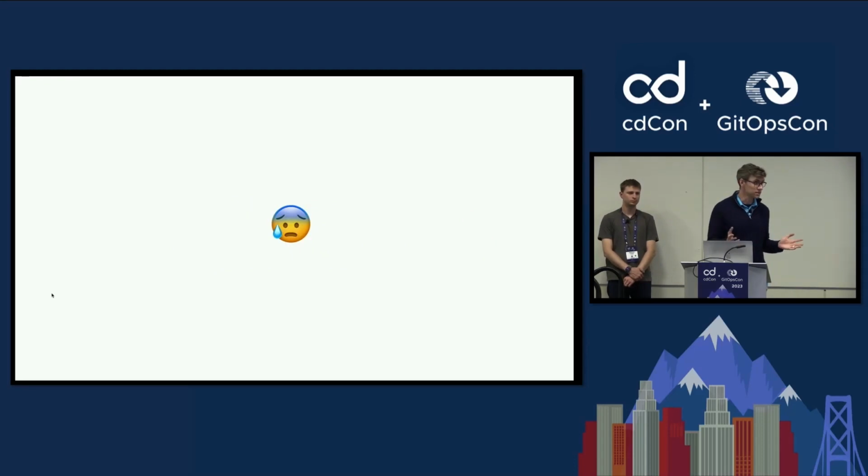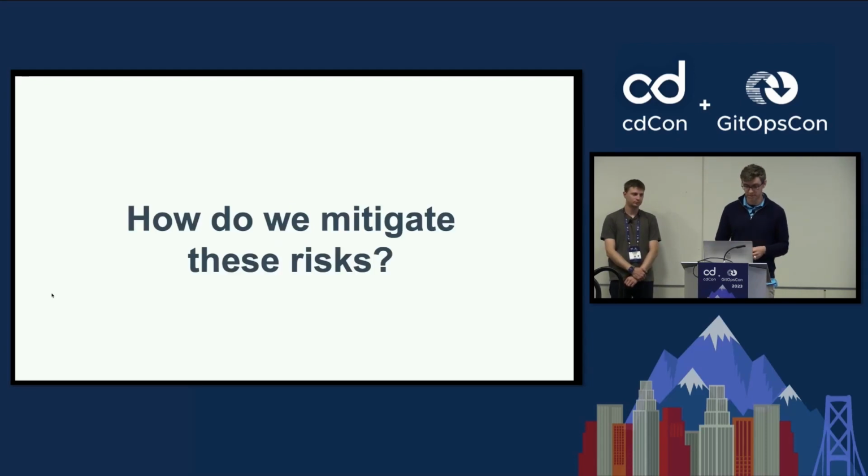So I know what you're thinking. We've all been there. Uh-oh, this seems like a very risky task. Is it really worth it? And we felt the same way. So there must be a way that we can mitigate these risks. There's got to be a way. How do we do that?